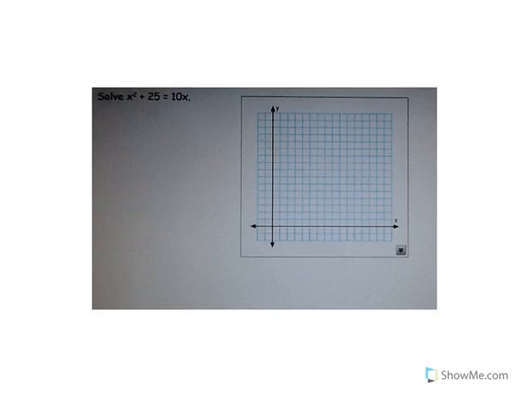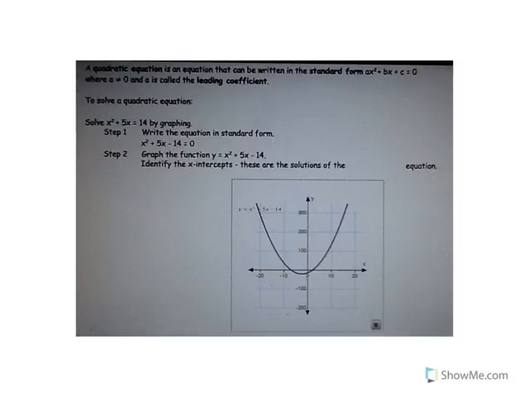Because the thing about it is that x-axis there, that is where the two solutions are going to be. So what I want you to think about is this, that this is an example of how graphing can be used for this. So if you look here, x squared plus 5x is equal to 14. You're going to change that to writing it in standard form. Then we're going to graph that.